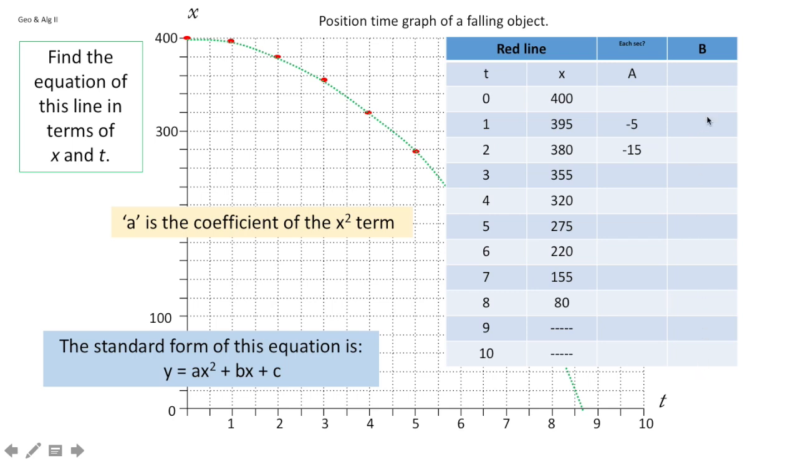And when you've done that, you should see a very distinct pattern for a value in this column. That, ladies and gentlemen, is the value for a, the coefficient of a. So now you can finish your equation. Good job.